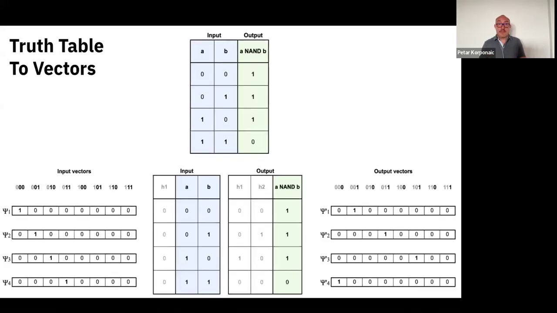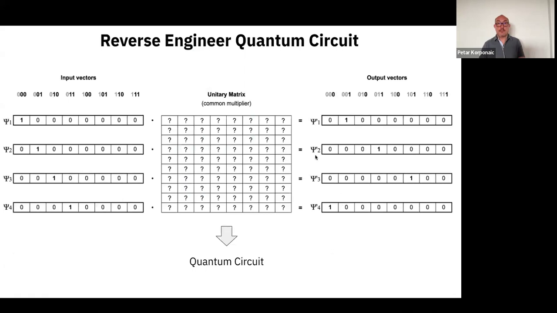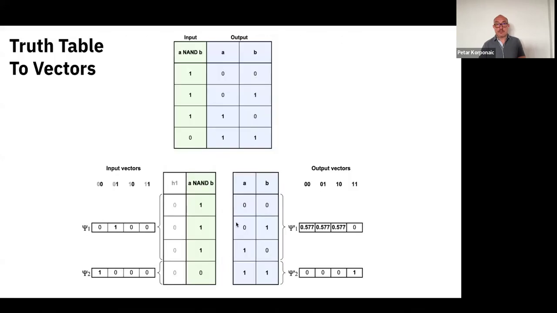Anyway, then we can perform any truth table into vectors. If you convert input from the truth table into one set of vectors and output into another set of vectors, then you have input vectors and output vectors, and from that point you can reverse engineer using our tool a unitary matrix which will perform this transformation for every pair of vectors. You get the quantum circuit as output.